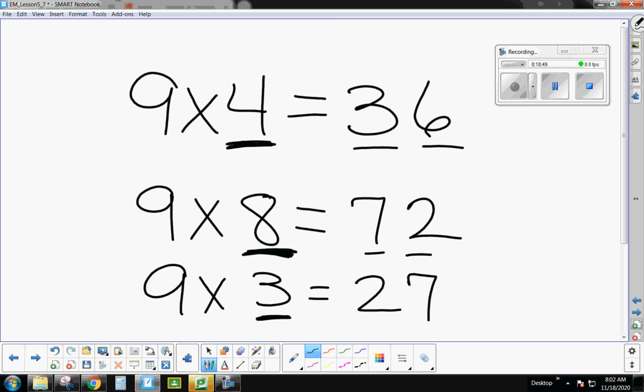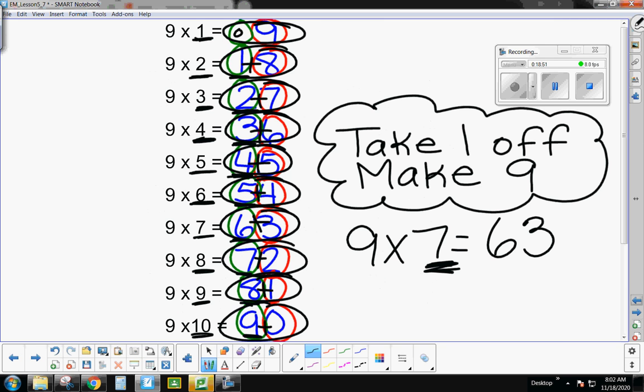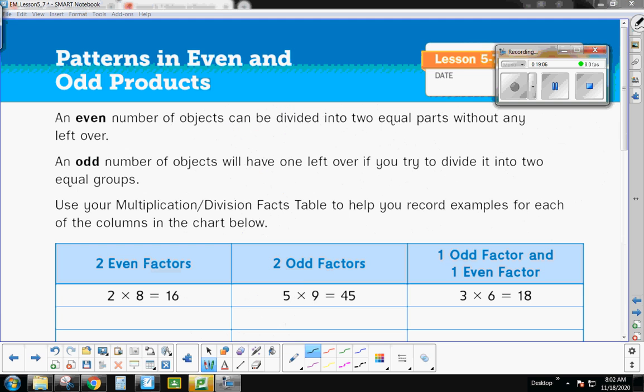27. All right, so boys and girls, that is a cool trick for my 9s. I call it take 1 off, make 9. And you can do your 9s now super, super quick. Almost as quick as just adding a 0 to the end for multiplying by 10, right?